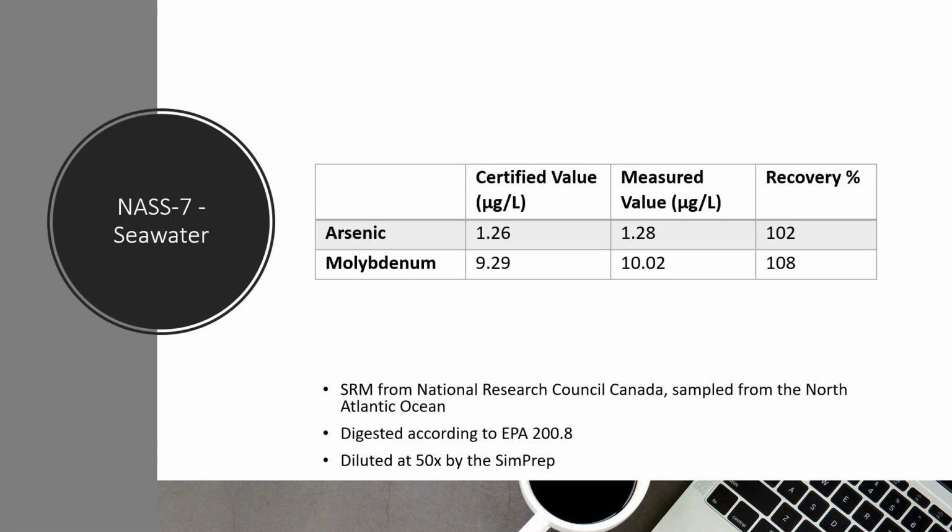In addition to those, we also wanted to do a standard with a slightly more difficult matrix. So we got this SRM from the National Research Council. That's from the North Atlantic Ocean. It's a seawater sample. This was digested according to EPA 200.8 requirements because it had higher dissolved solids, and it was diluted at 50x by the SimPrep. And there you can see the recoveries again are excellent.